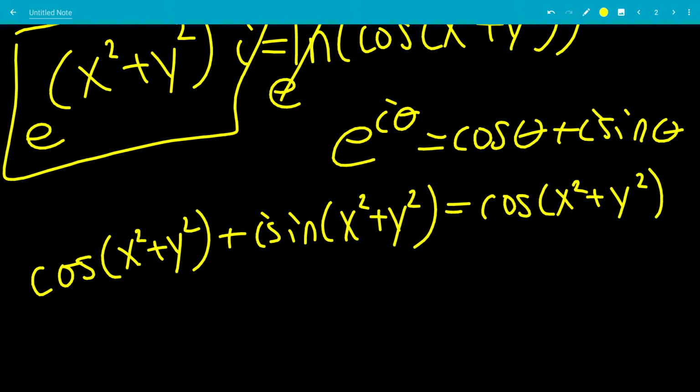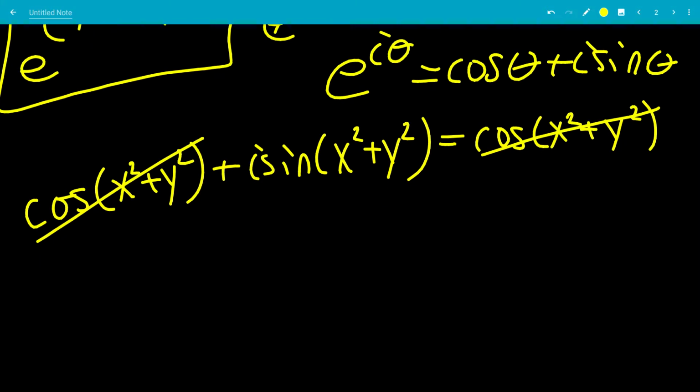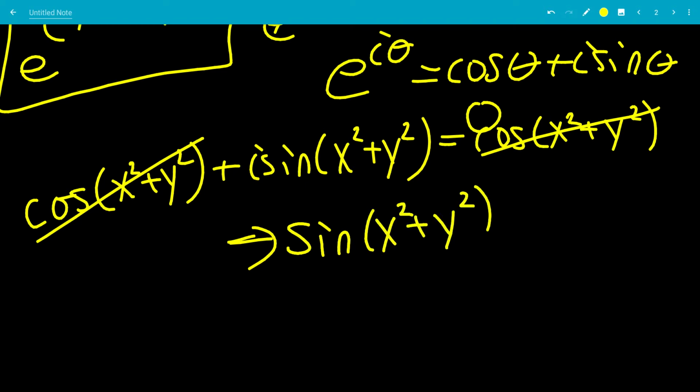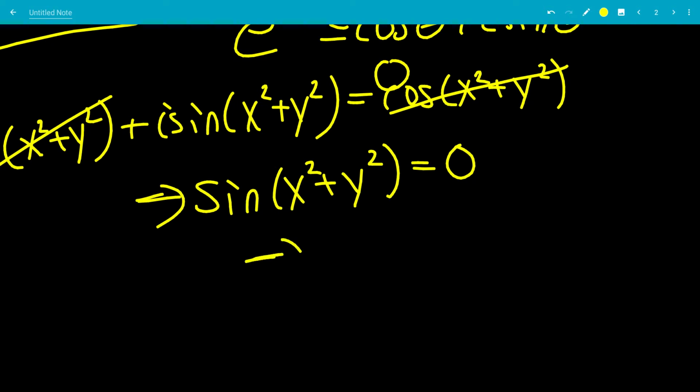Okay, cosine of x squared plus y squared will cancel on both sides, so we'll be left with i times sine of x squared plus y squared equals 0. i is the square root of -1, so it's not equal to 0, so we can divide by it. 0 divided by i is still 0, so we'll have that sine of x squared plus y squared equals 0. We can take the inverse sine on both sides, or we know that sine of what equals 0. That means the inside has to be equal to an integer times pi, so n pi.